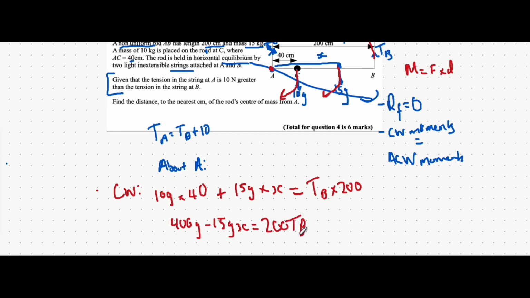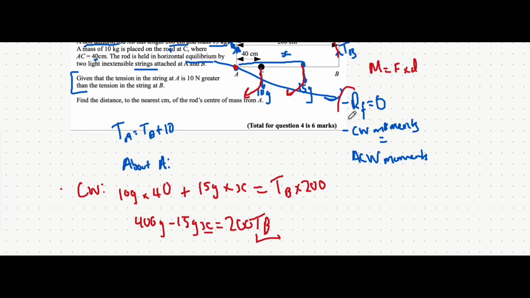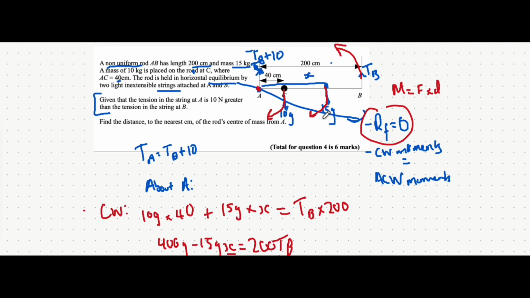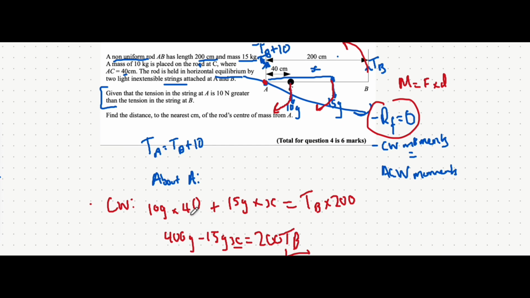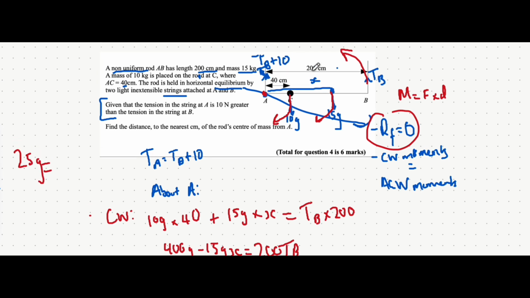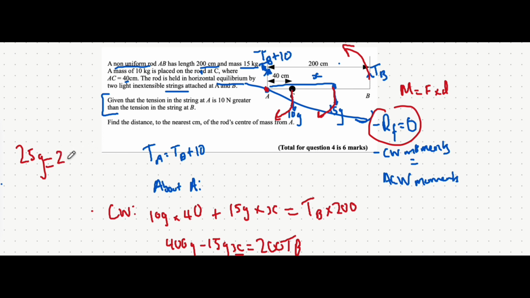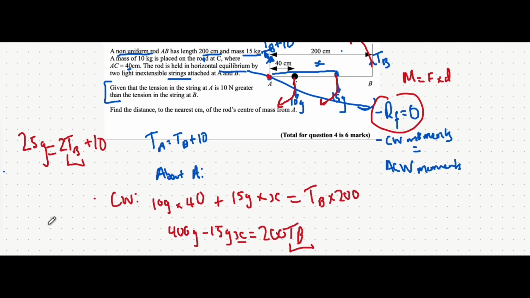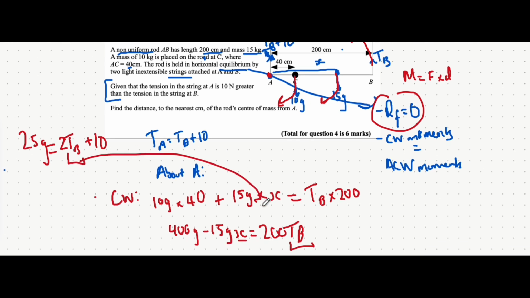Now we've run into a bit of a problem. We can't find the value of x because we don't know the tension at B. And that's where we use the second fact that we know about objects in equilibrium, the fact that the resultant force is 0. That means that the sum of the downward forces, 10g plus 15g, which is equal to 25g, is balanced by the sum of the upward forces. So tension at B plus 10 plus tension at B is 2 tension at B plus 10. And because there's only one unknown in this equation, the tension at B, it allows us to solve for that tension at B, which we can then use in this equation here.